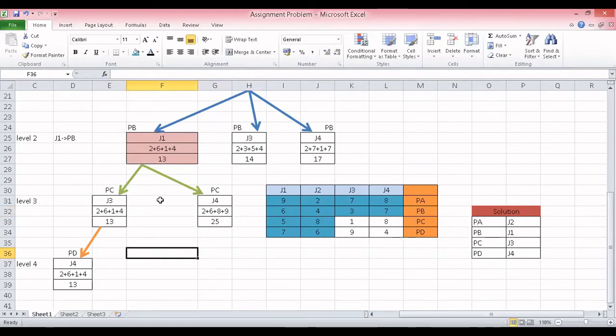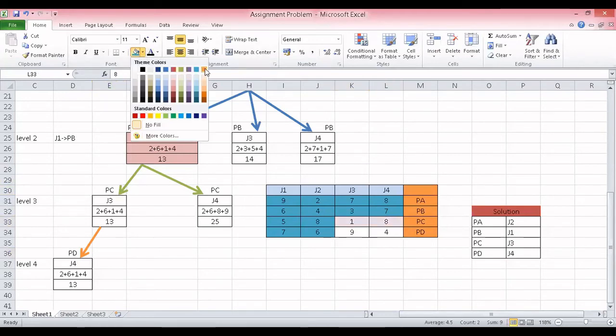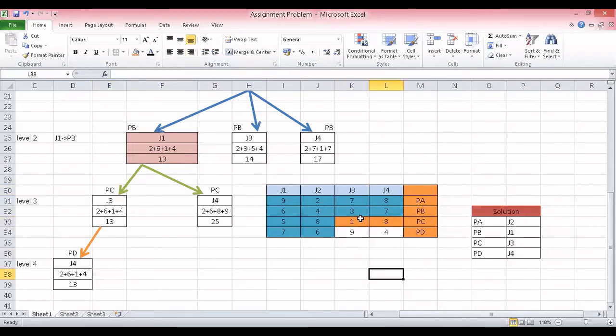Now when person C, I'll highlight with the orange color, similar to how I did in the previous step. Since we are considering person C, I highlight with the orange color. And since we are considering job 3, I'll highlight that also with orange color. Now, the intersecting row and column is this one, 1. So I take it as 1 here.